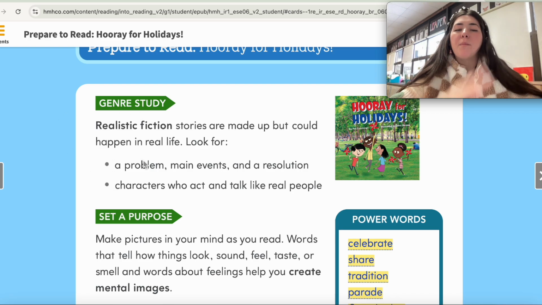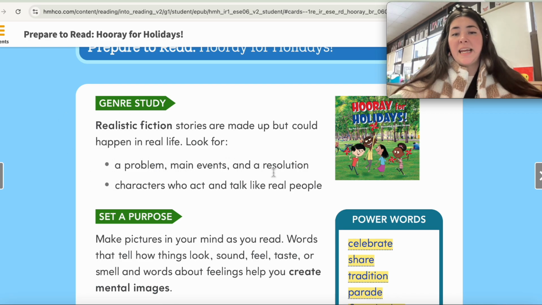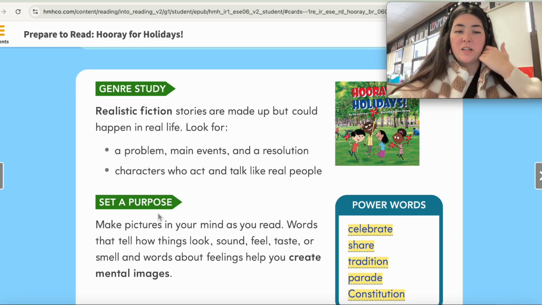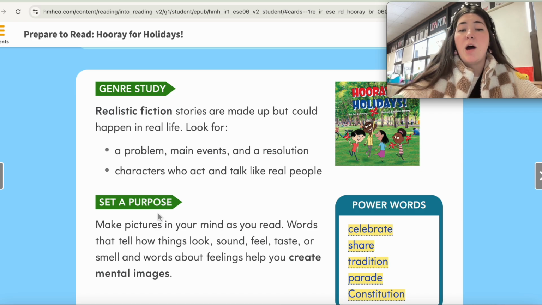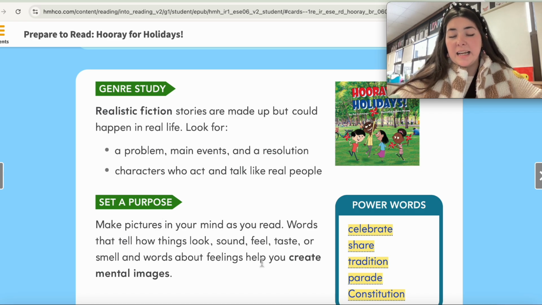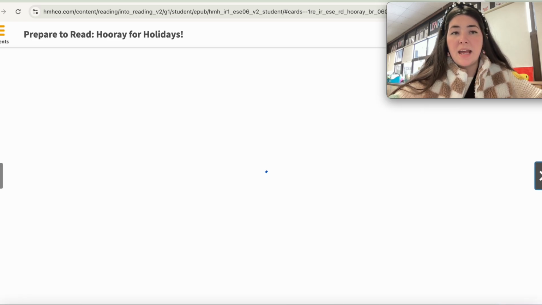We're going to be looking for a problem, main events, and a resolution. And we're going to be looking for characters who act and talk like real people. As we read, our purpose for reading is we're going to make pictures in our mind as we read. We're going to be looking for words that tell how things look, sound, feel, taste, or smell, and words about feelings that help you create mental images. So I'm going to turn my page.